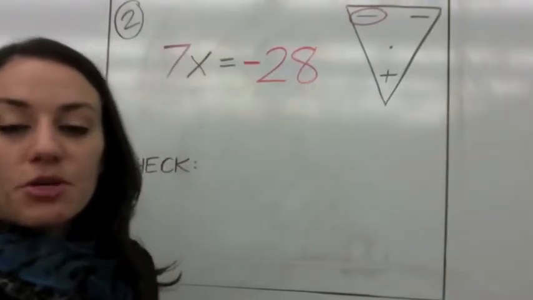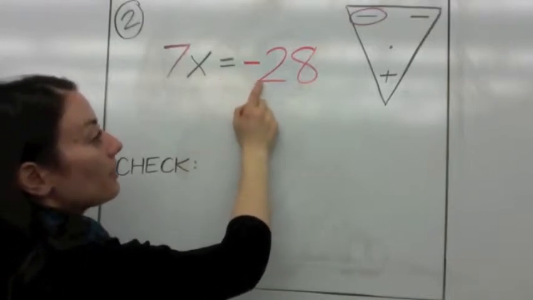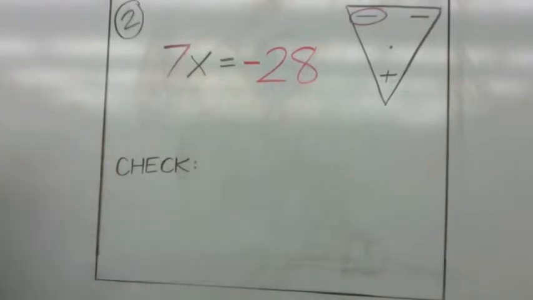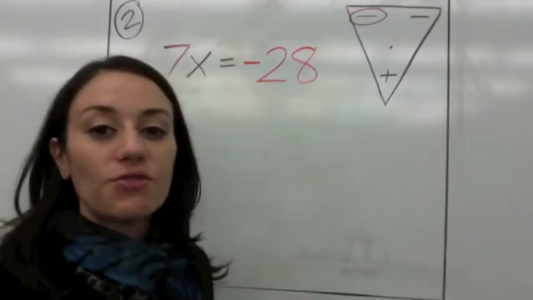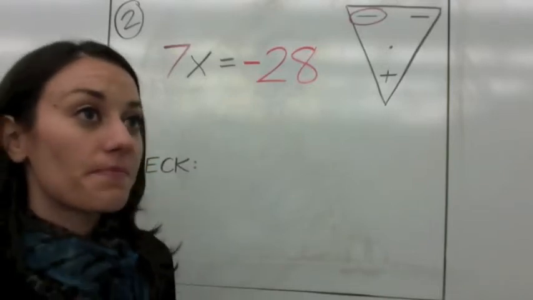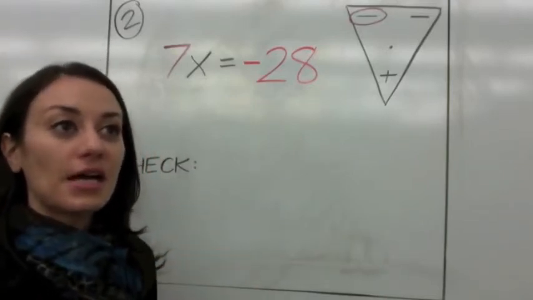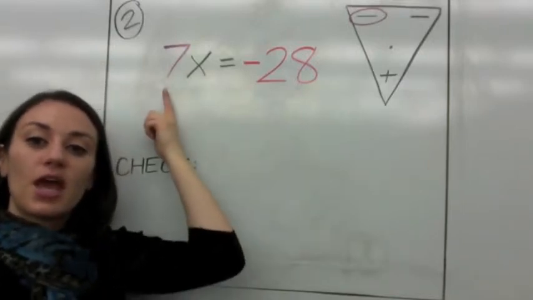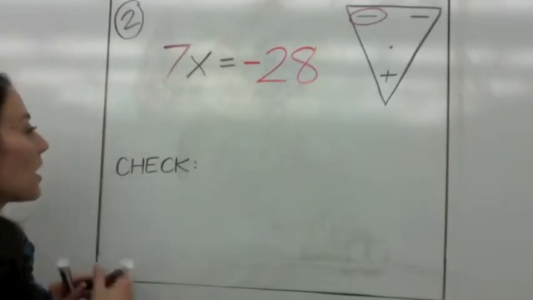Okay, read number 2 with me. It says 7x equals negative 28. How are we going to figure out what number times 7 gives you negative 28? What's the opposite of multiplication? Division. So the first thing you're going to do is divide both sides by the number that is touching x. Who is this? It's Mr. 7.